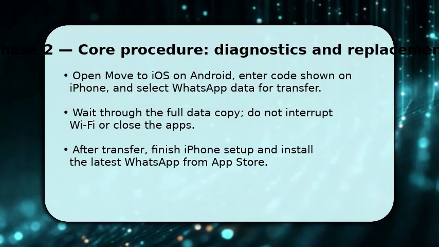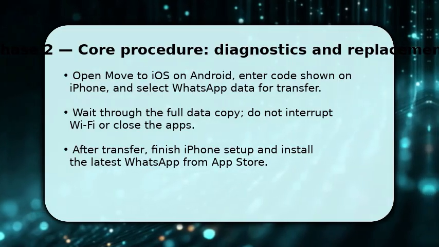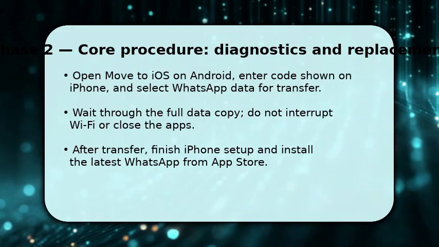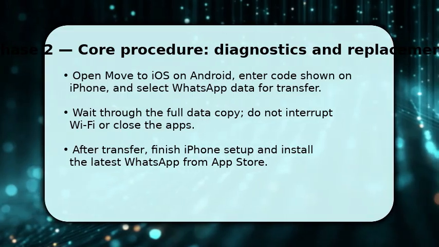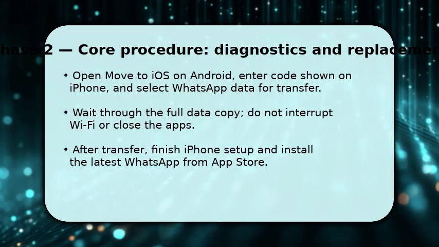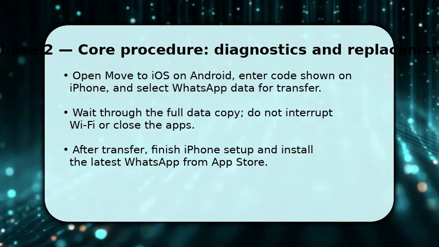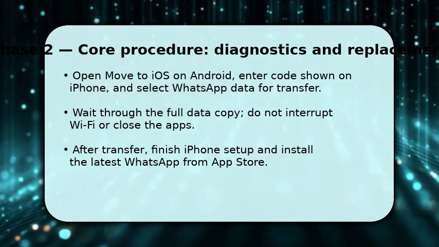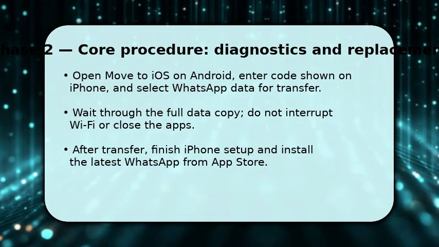The app copies account, profile, media, and message history to the iPhone container. This can take time, so be patient and avoid interrupting Wi-Fi or switching apps. Once the transfer completes, finish iPhone setup. Then download and install WhatsApp from the App Store. You will use the same phone number to restore the data that Move to iOS prepared.